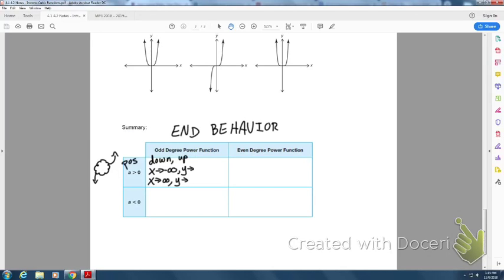So if you read the graph from left to right, and it's a down up, it starts down here, it ends up going up. That's going to tell you whether to do negative or positive infinity. Down would obviously tell you what? Negative infinity. Up would tell you what? Positive infinity.